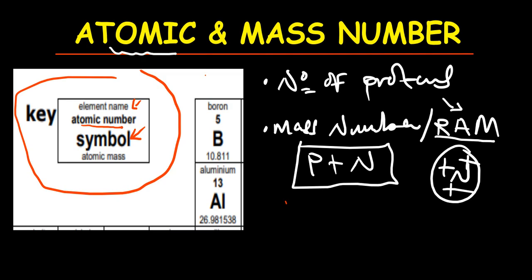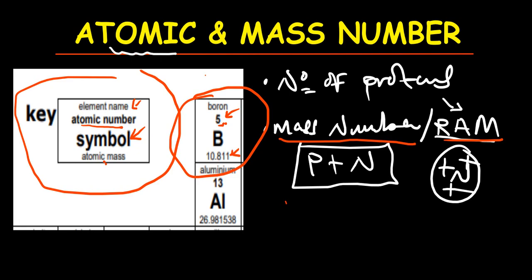So the atomic mass is the same as the mass number, and it's also the same as the relative atomic mass. You can see, for example, this is boron here. On top there you can see this number 5. This 5 represents the atomic number or the number of protons, and this number down here is the atomic mass or the mass number.